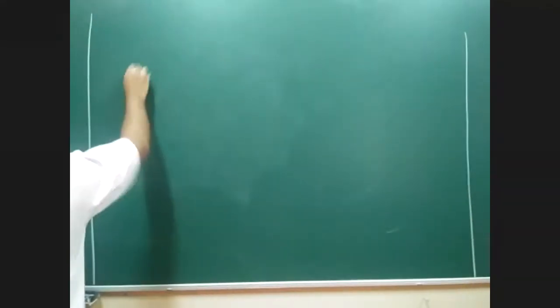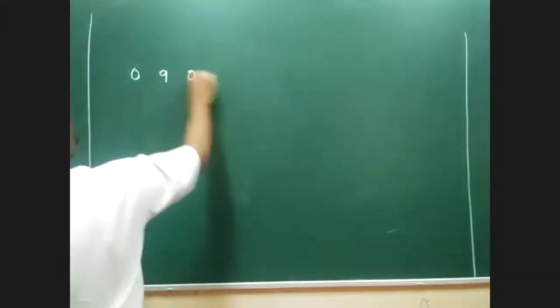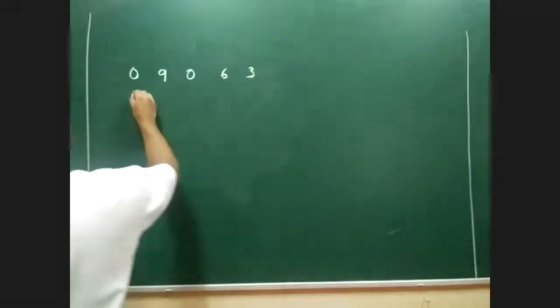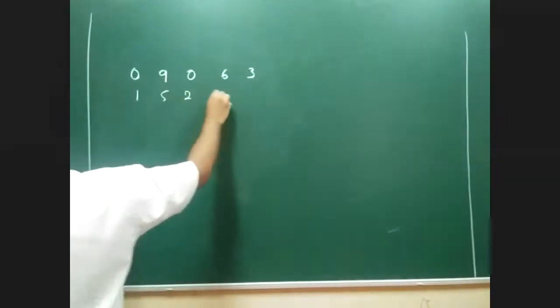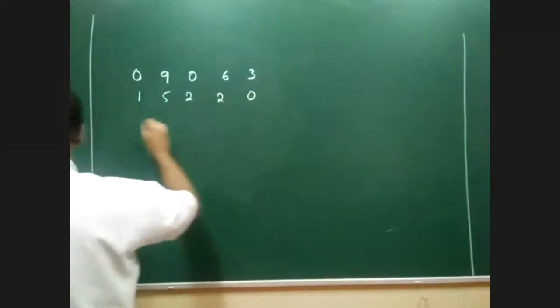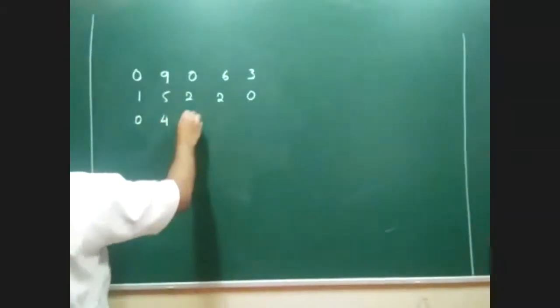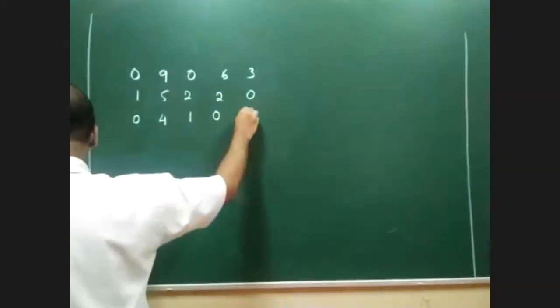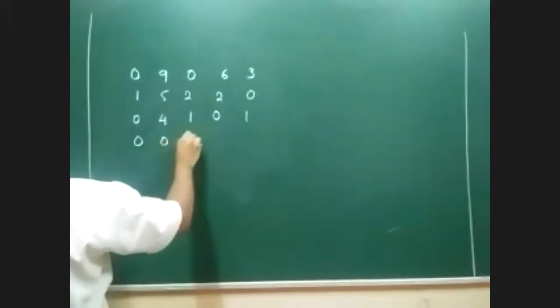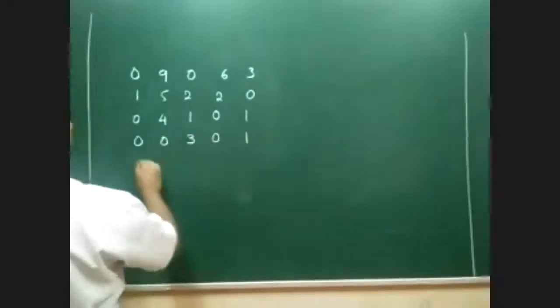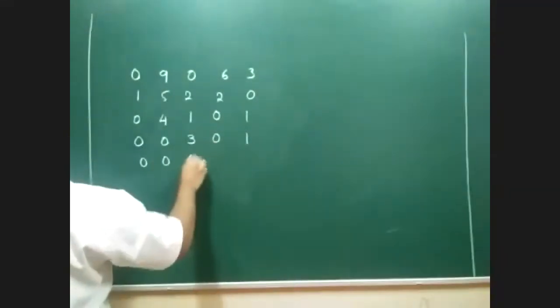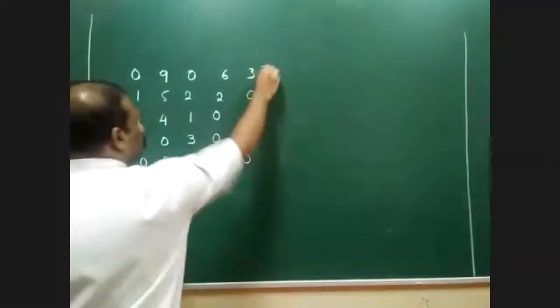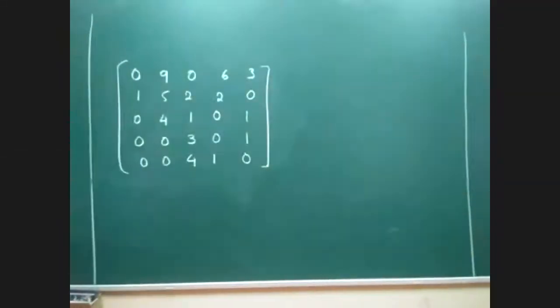The values are 0, 9, 0, 6, 3, 1, 5, 2, 2, 0, 0, 4, 1, 0, 1, 0, 0, 3, 0, 1, and this is 0, 0, 4, 1, 0. Now this is the final matrix. Can you please tell me the allocations now quickly? From where am I supposed to start?